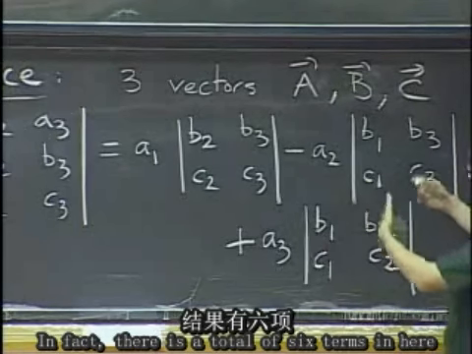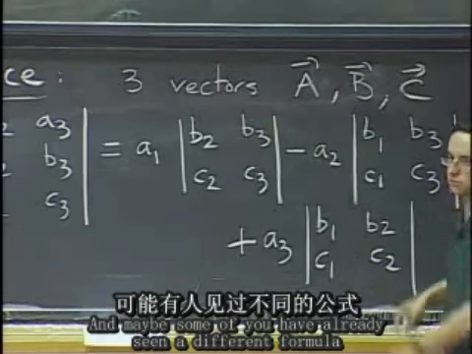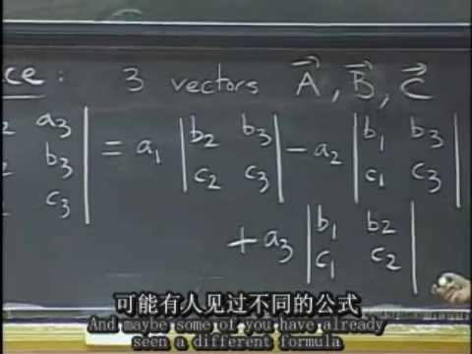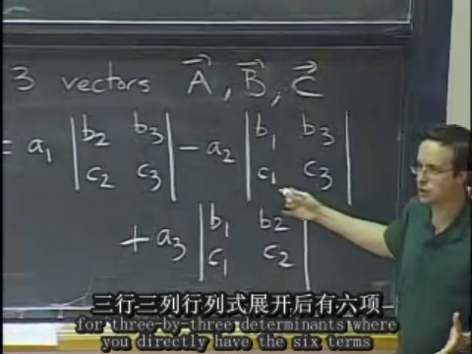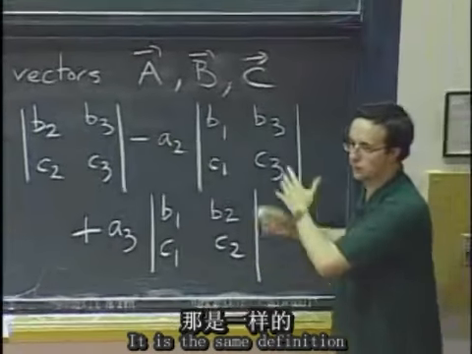So in fact, there's a total of 6 terms in here. Okay, and maybe some of you have already seen a different formula for 3 by 3 determinants where you directly have the 6 terms. It's the same. It's the same definition.